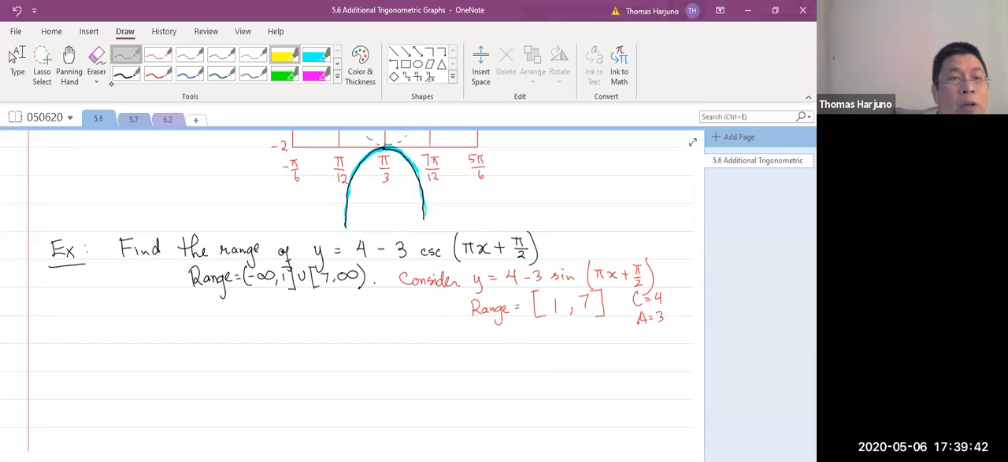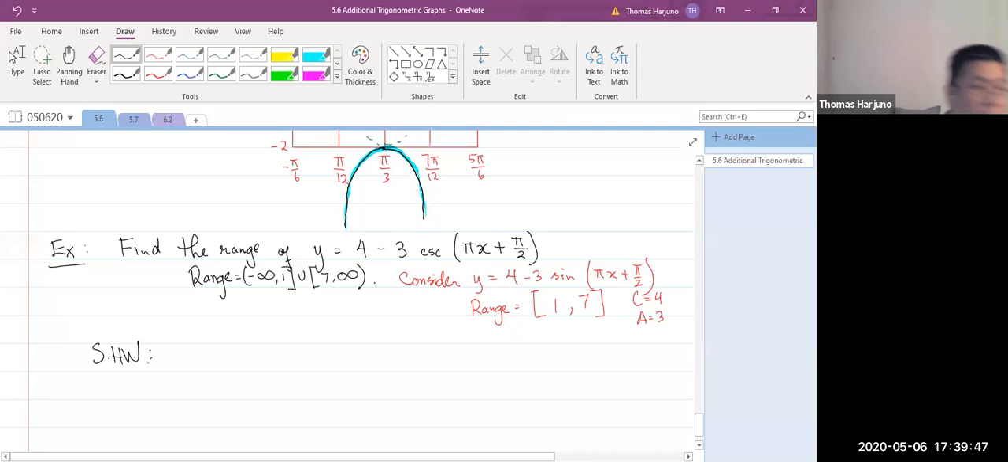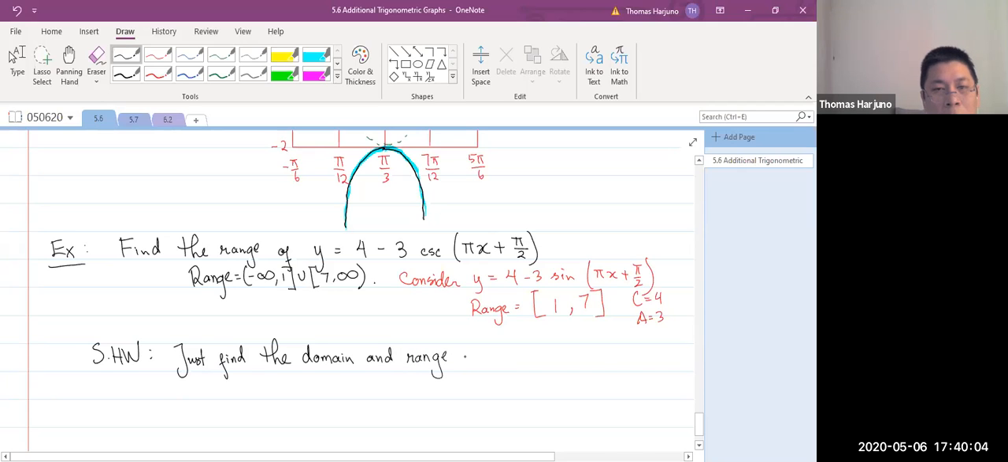Suggested homework from here: just find the domain and range of the following questions. You don't need to graph it. Let's say we do number 25 to 47. This is 5.6, number 25 to 47.